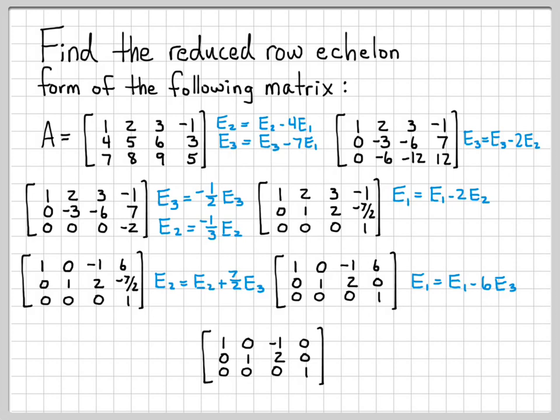I can check this. In the first row, the first non-zero entry that I come across is a 1, and it is the only non-zero entry in this column. In the second row, the first non-zero entry that I come across is a 1, and it too is the only non-zero entry in this column. And then finally in the third row, the first non-zero entry that I come across is a 1, and it is the only non-zero entry in this column. So this is the reduced row echelon form of the matrix.